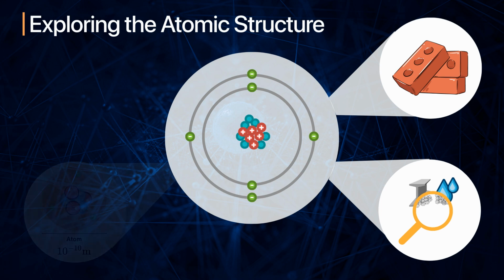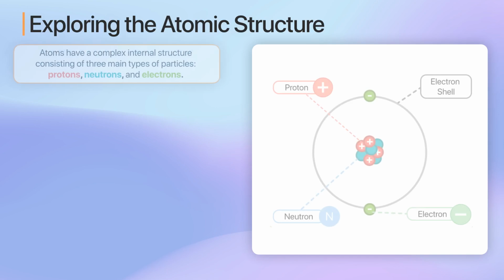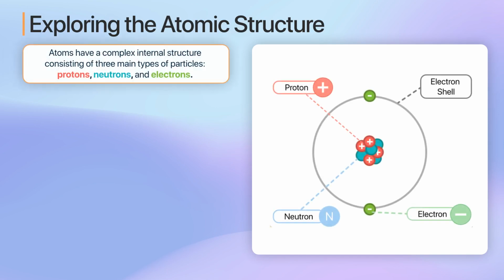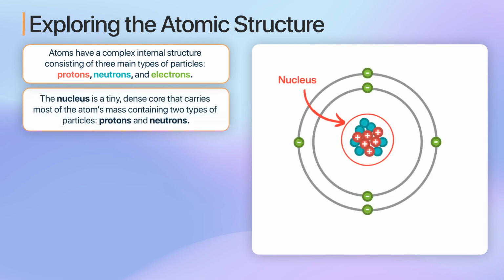As you'd expect, atoms are incredibly small, with a typical radius of about 1 × 10 to the power of -10 meters. A single human hair is about 1 million times thicker than an atom. Despite their minuscule size, atoms have a complex internal structure consisting of 3 main types of particles: protons, neutrons, and electrons. At the heart of an atom is the nucleus, a tiny, dense core that carries most of the atom's mass. The nucleus contains 2 types of particles, protons and neutrons.